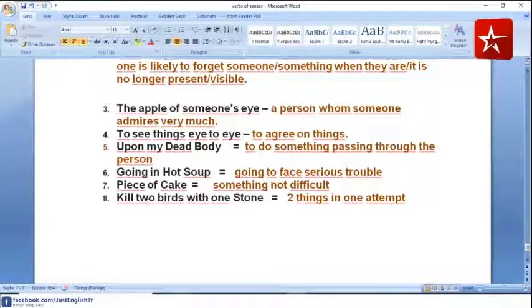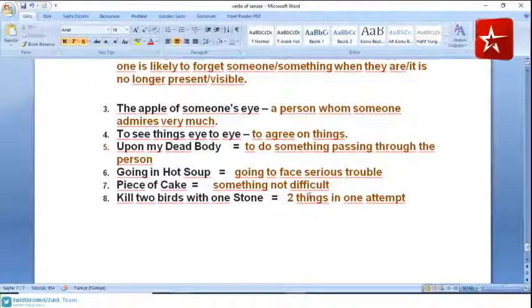Going in hot soup. Najat, you're laughing. Going in hot soup. Now that means what? Going to face a serious trouble. All right, guys? Going in a hot soup means going to face a serious trouble. All right? I've given you the meaning. I need you guys to answer me here. Going in a hot soup. That's your main idiom phrase. And the meaning is going to face serious trouble.